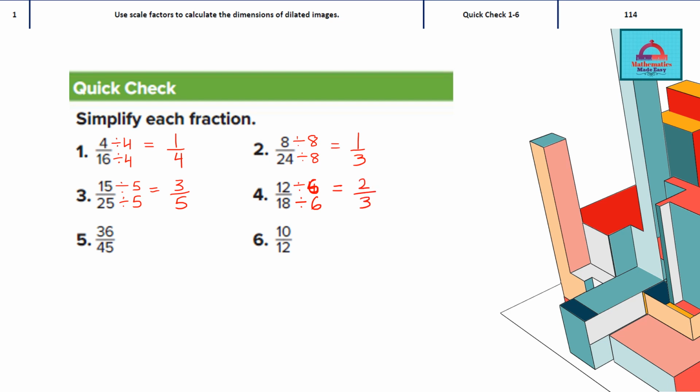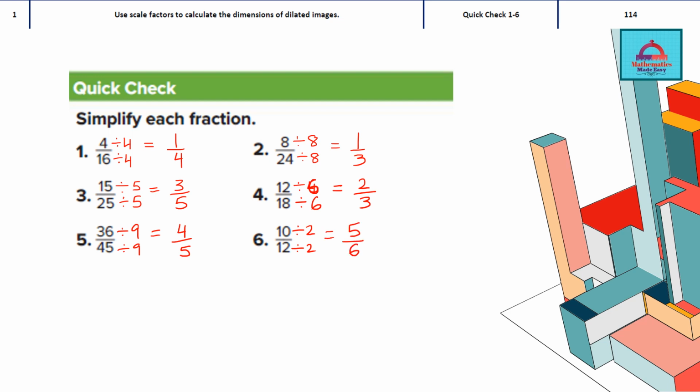That's the simplest fraction. Then 36 and 45 both have a common factor of 9. So I'm going to divide by 9. This is going to give me 4 over 5 as the simplest fraction. Again here I divide with 2. So this is going to give me 5 over 6.